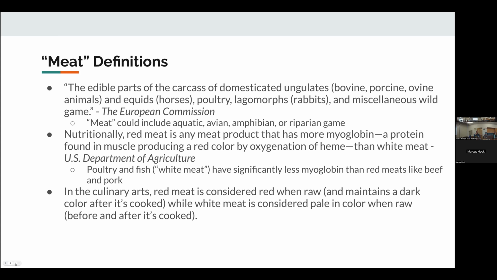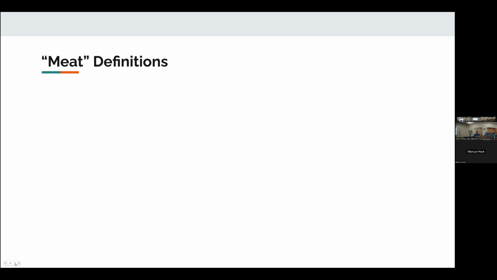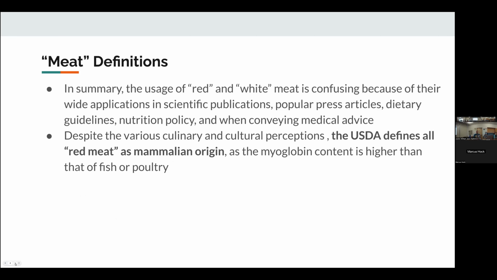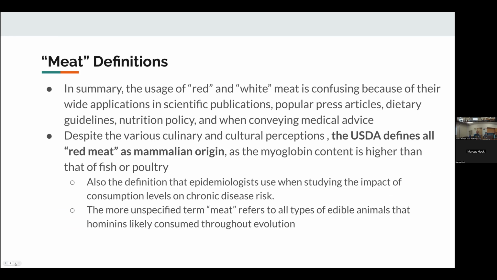Due to some successful marketing campaigns, people still believe today that pork is a white meat. That started, I think, in the 1980s, late 80s. But no, red meat is defined as any meat of mammalian origin, which is based on the myoglobin content of the meat itself. So we're all on the same page.